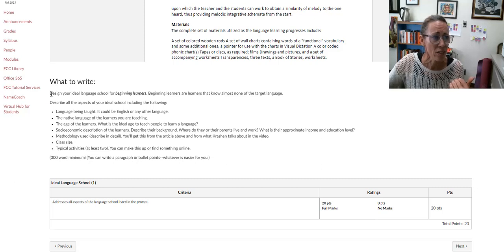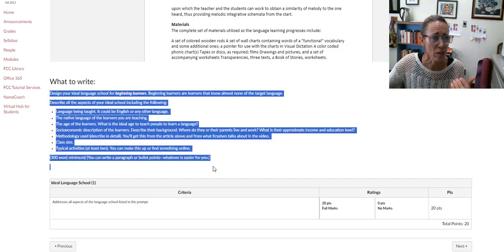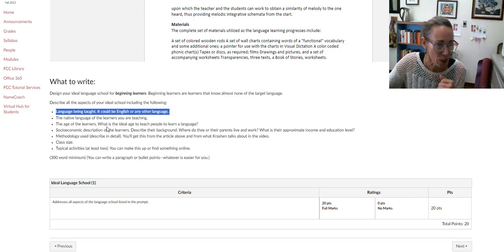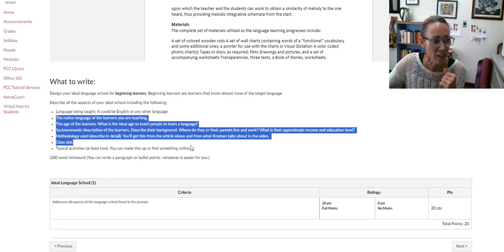And then this is what I want you to think about. You're designing a language school for beginning learners. You are going to choose your target language. It could be English or it could be a different language. And then you're going to define the different features of your language school here. So answer all these questions.